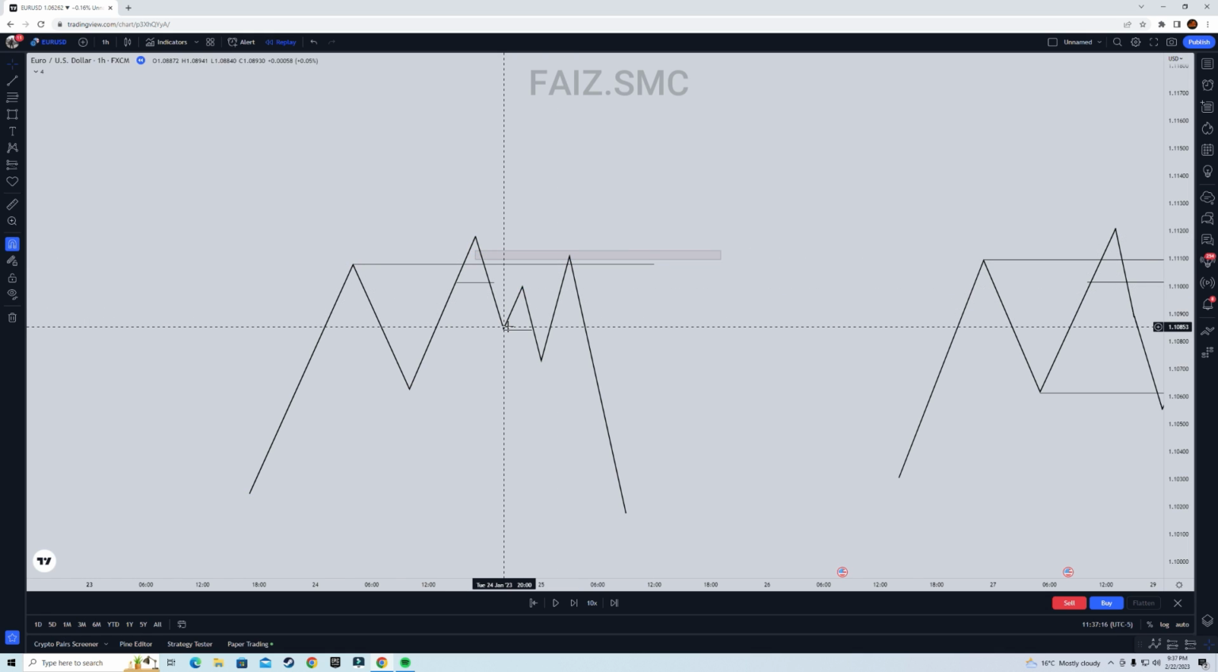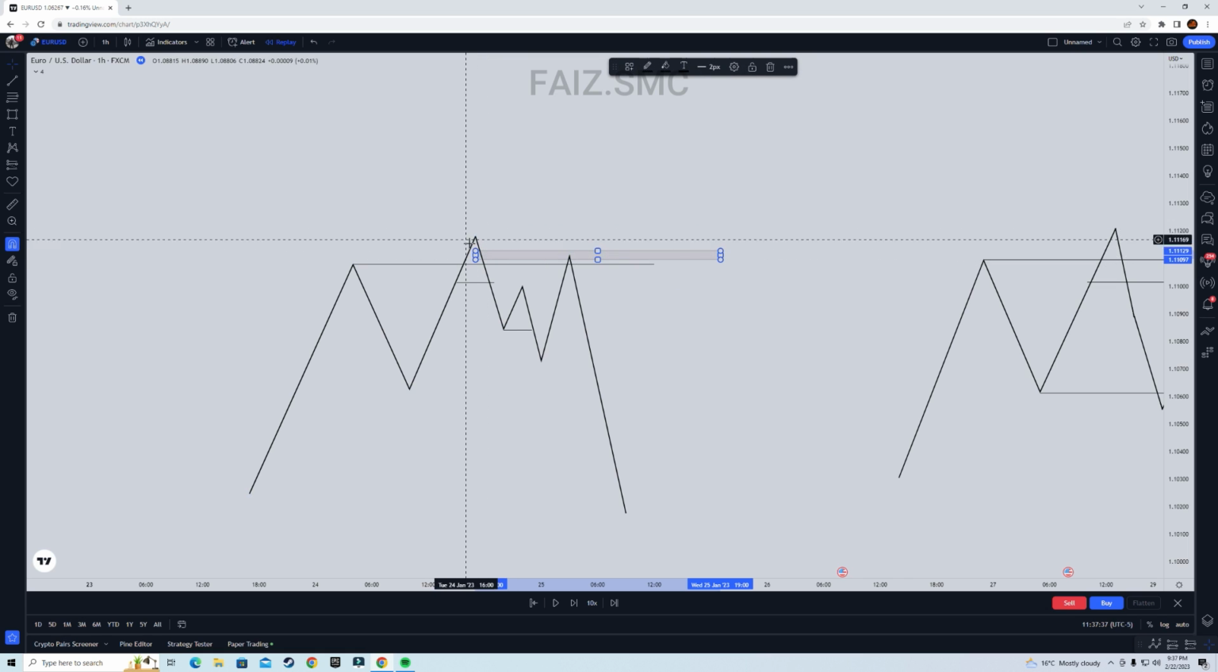You see we have a change of character right here. Then we have a pullback, and then we have another lower low. So this is a break of structure before price went into our POI. After that, I want the price to go back into our POI. So when we have a 1 hour market structure shift, you want to drop down to 15 minutes. You want to mark out the first candle of the fair value gap on 15 minute.